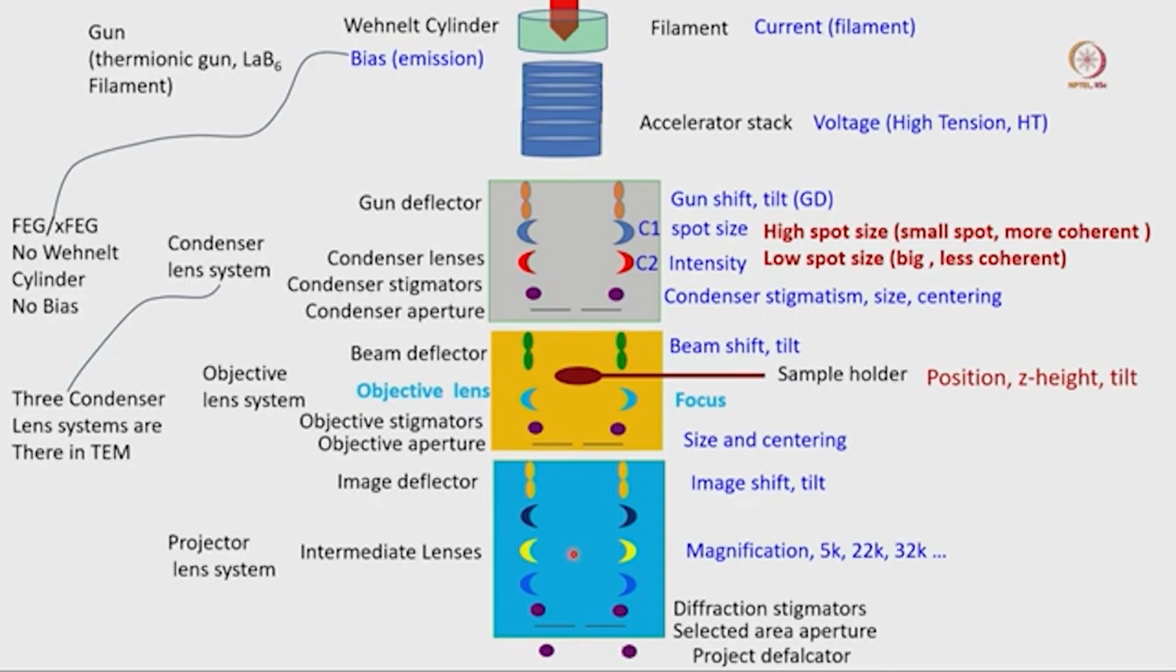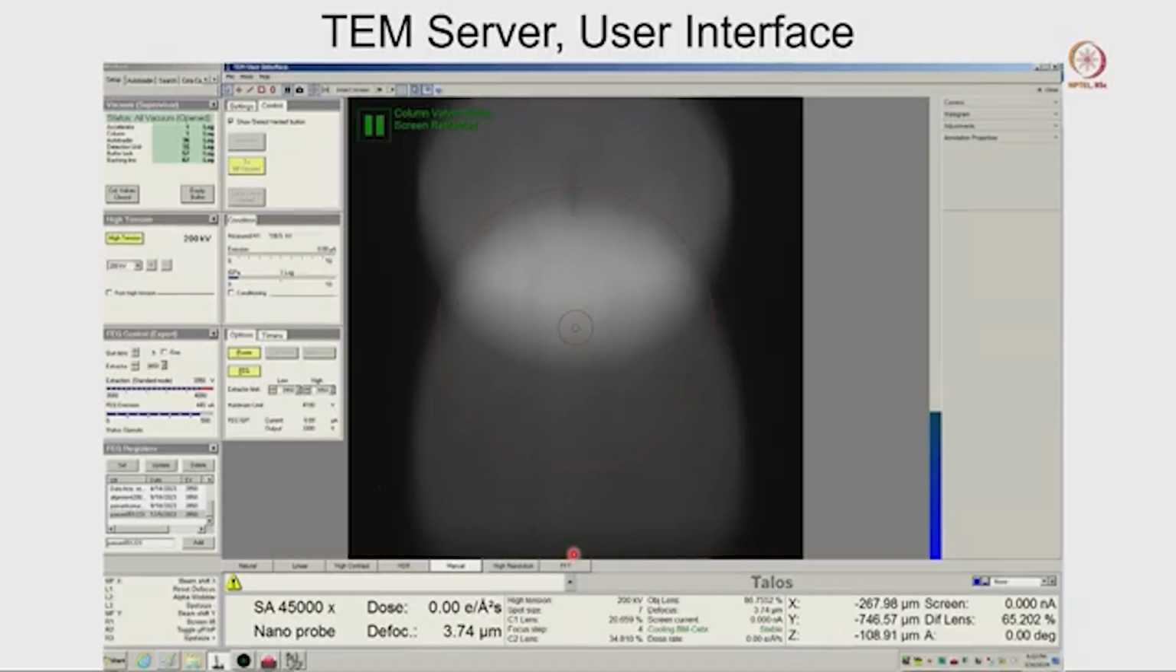Now let us take a look at how this TEM server or user interface looks. It is very important for whoever is going to the microscope room to know what kind of user interface we are expecting. So here you can see this is the TEM server or user interface. Many of you are familiar with these things, whoever is using an electron microscope, because this interface is specifically for FEI or Thermo Fisher microscopes. This is the interface you can always see. For a JEOL microscope, this interface may be different.